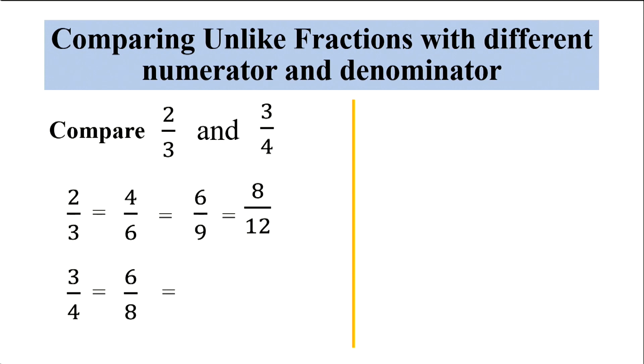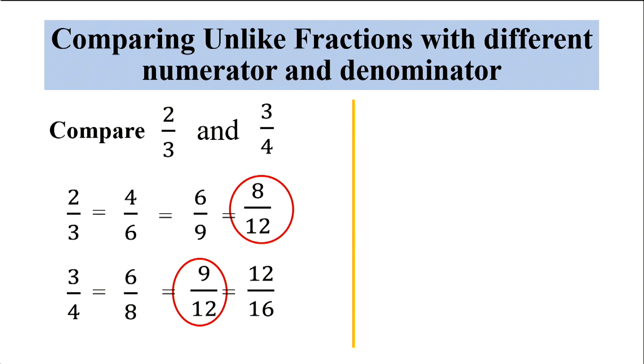Then what about for the next equivalent fraction? You have to multiply 3 for the numerator and denominator. 3 3s are 9 and 4 3s are 12. Next equivalent fraction is 9 by 12. Similarly, write one more. 3 4s are 12, 4 4s are 16. Look at the equivalent fractions for both 2 by 3 and 3 by 4. So, in case of 8 by 12 as well as 9 by 12, these two are having same denominators.